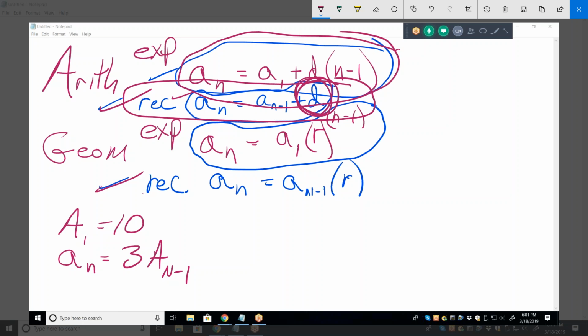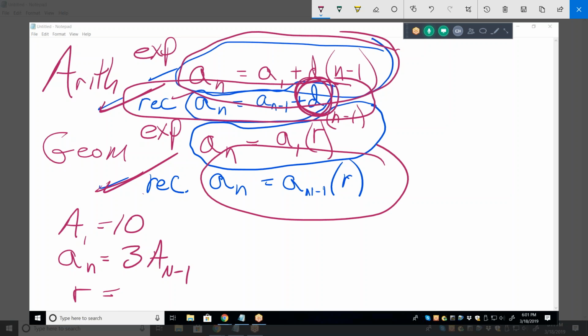Do we know if it's an arithmetic sequence or geometric, based on our two recursive definitions? It looks like geometric. It fits that, right? In other words, it's a multiplier. So what is r? r multiplies a sub n minus 1. So 3 is the common ratio.